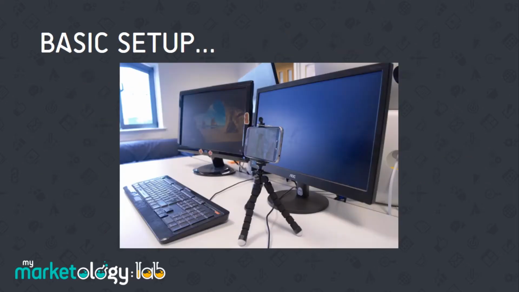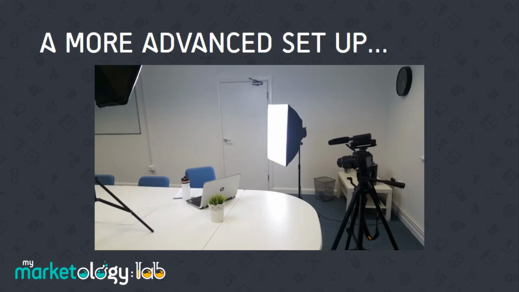So here's an example of a very, very basic setup. We've got a smartphone on a tripod, and that's all we're using. We've got the 2 screens on there and the keyboard. To be honest, we don't even need that. We can stream straight from our smartphone itself. So that's a very, very basic setup. That will get you up and running. The quality of your videos will be as good as the quality of the camera that you've got on your smartphone.